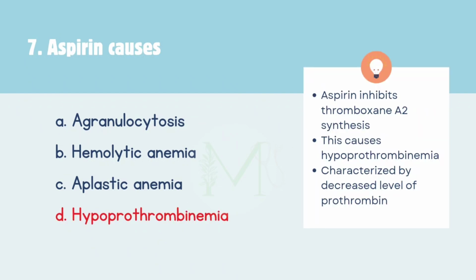This is the correct option because aspirin can cause hypoprothrombinemia due to its effect on the liver where clotting factors like prothrombin are produced. This leads to reduced level of prothrombin and increases the bleeding tendency. So aspirin directly increases the risk of bleeding by causing hypoprothrombinemia and impairing the platelet function. It does not directly cause agranulocytosis, aplastic anemia or hemolytic anemia under normal conditions.